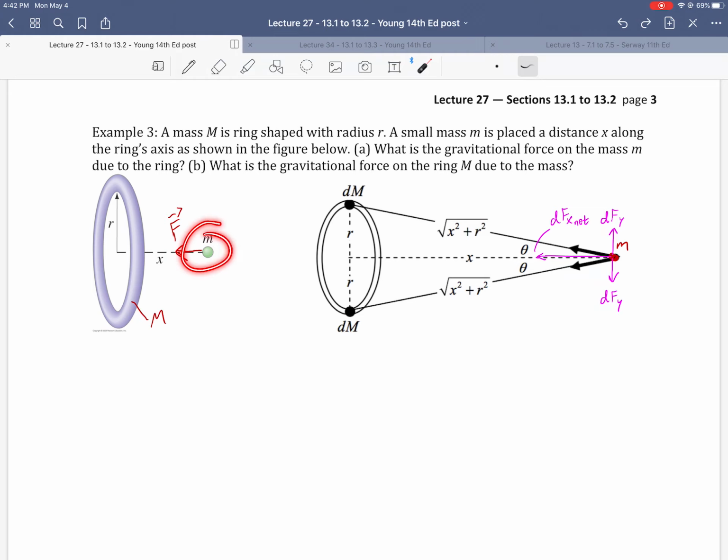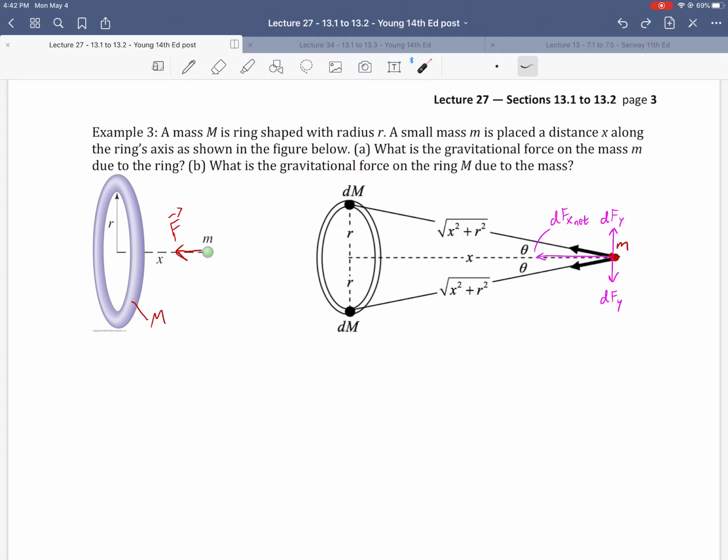Okay, mass big M. A small mass little m is placed at distance x along the ring's axis, as shown in the figure. Right, so it's along the central axis. It's important. What is the gravitational force on the mass m due to the ring, and what is the gravitational force on the ring due to the mass m? Okay. So we need to find that gravitational force due to the ring.